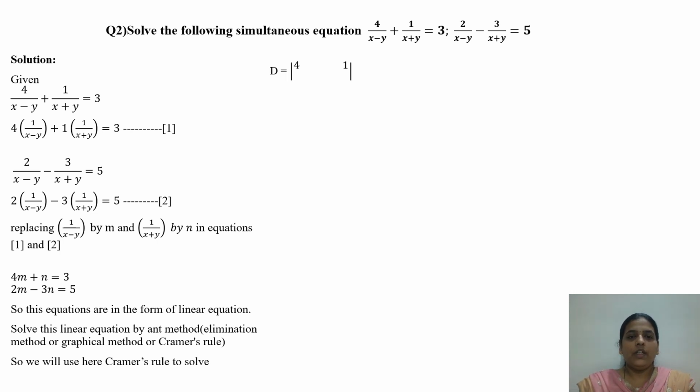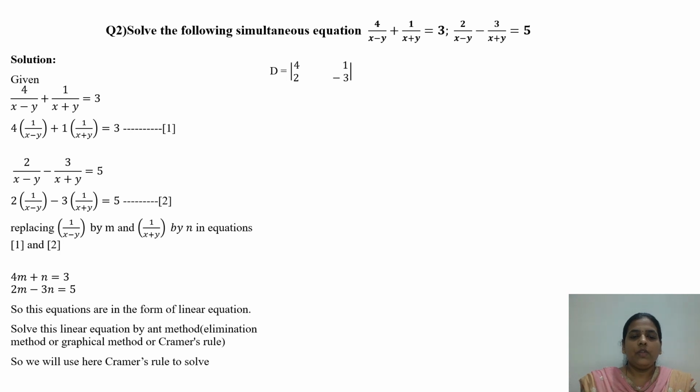So write down the determinant D. To find out determinant D, we want to omit here what? The constant part. So D is equal to what? In the first column, we put here the coefficients of m. So what are the coefficients of m here? That is 4 and 2. Then in the second column, we put here what? The coefficients of n. That is 1 and minus 3.